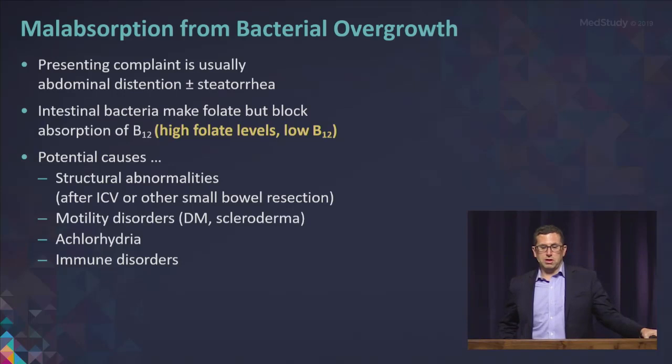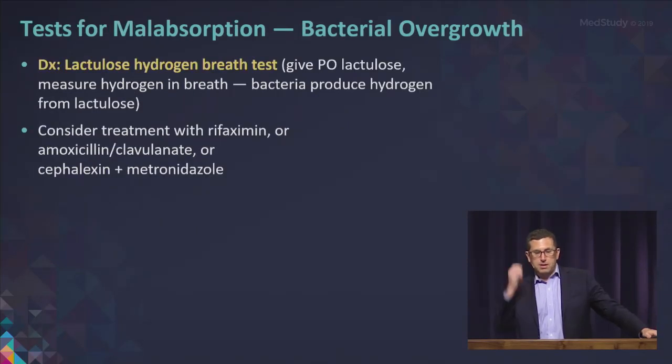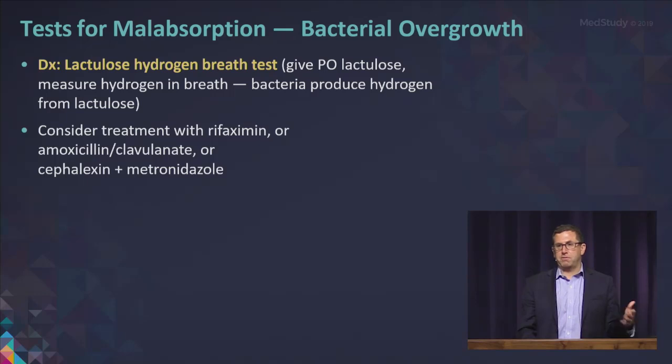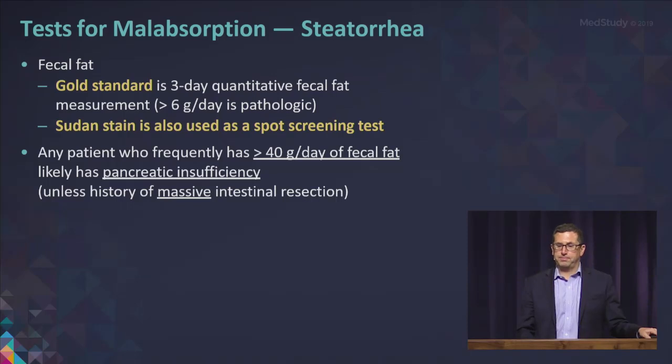Potential causes include structural abnormalities. As I mentioned, if the ICV is removed, you could get bacteria that go up into the small bowel. Motility disorders, like in the setting of diabetes, achlorhydria in the setting of pernicious anemia, etc. So tests for bacterial overgrowth specifically, you could do something called a lactulose hydrogen breath test. So basically what you do here is you give PO lactulose to the patient, and then you measure hydrogen in the breath because bacteria produce hydrogen from lactulose. You can consider treatment with various antibiotics. Rifaximin is something that we frequently use, and that is frequently helpful for patients.